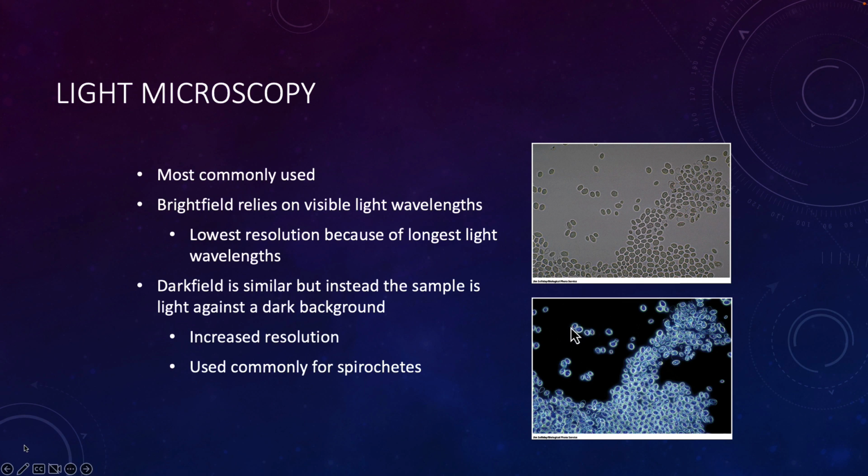You can see the outer structures of these cells a little bit more clearly, and it's commonly used for visualizing spirochetes, so Treponema, Leptospira, and Borrelia, because those microbes are so very thin, it can be hard to see them using bright field, but they can be visualized using dark field microscopy.